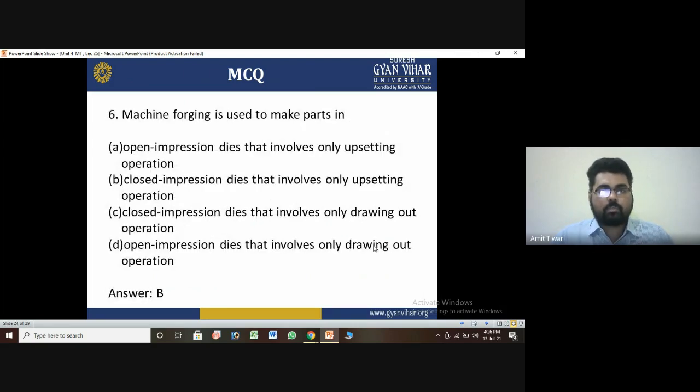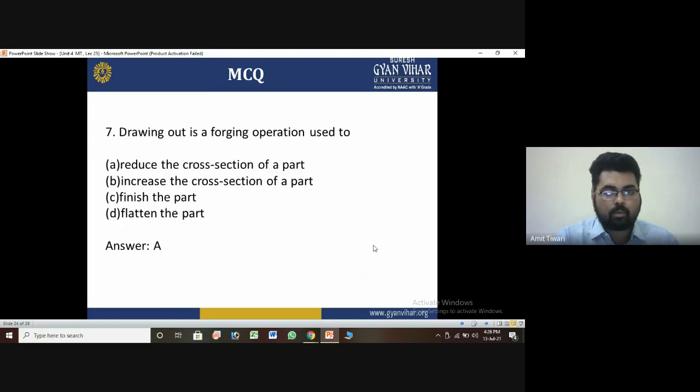Sixth question: machine forging is used to make parts in: A, open impression die that involves only upset operation; B, closed impression die that involves only upset operation; C, closed impression die that involves only drawing out operation; and D, open impression die that involves only drawing out operation. The answer is B, that is correct for the question.